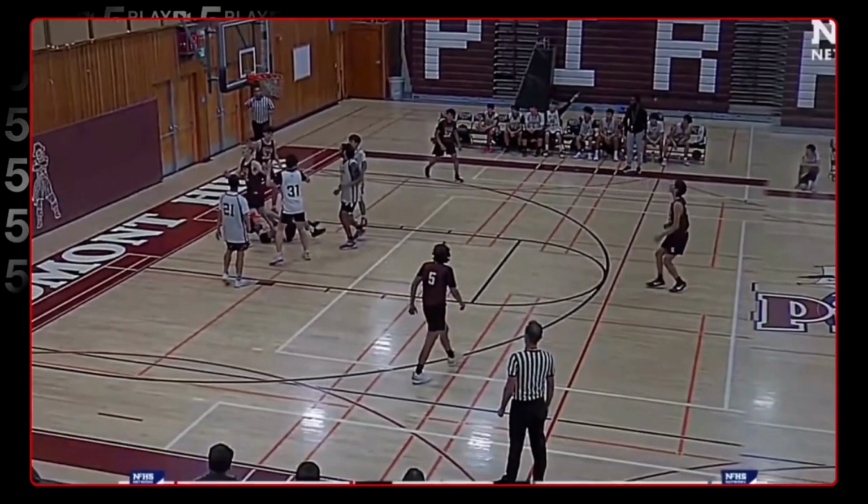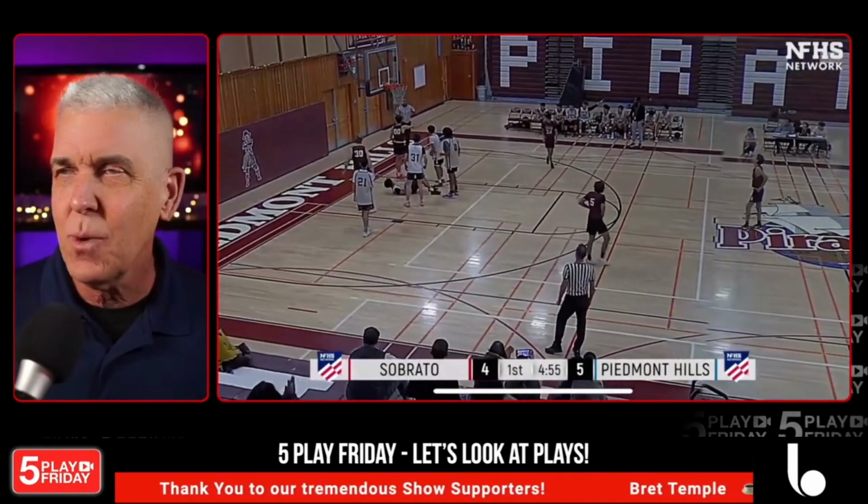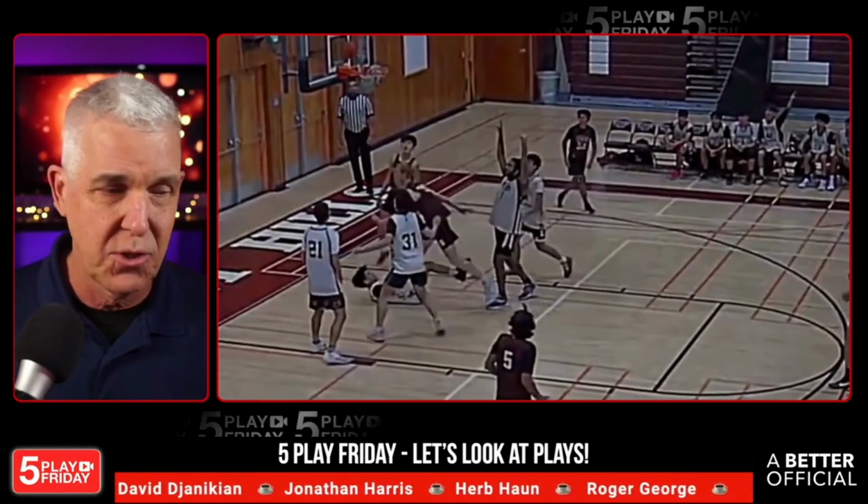All right, a block-charge play. Defensive player leans, sits down early. A charge is ruled. Just want to take a look at this play submitted by Jay Severson and talk about all of the things and break it down about why this would not be a charge by rule. So we look at the play as it develops.